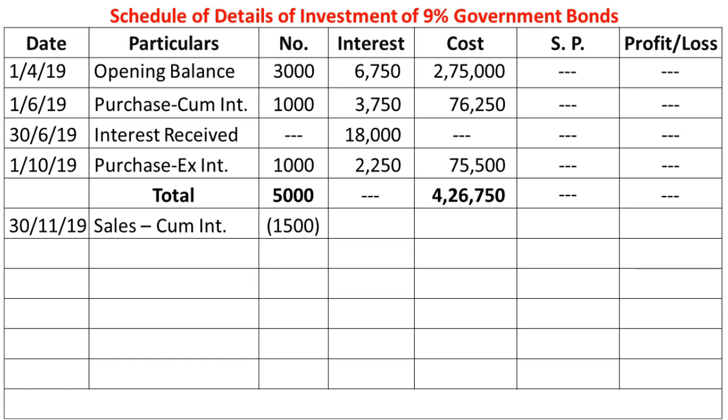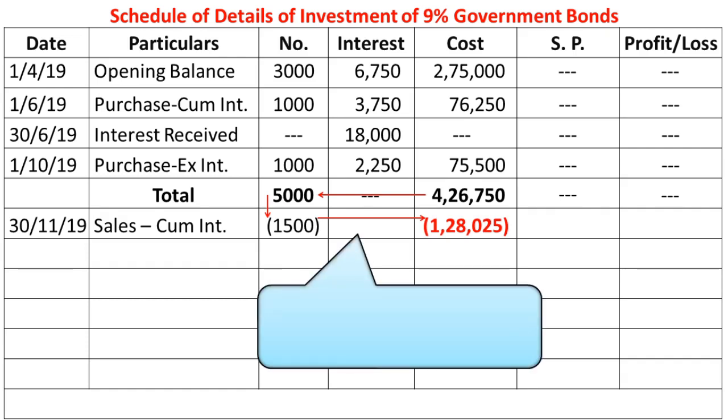So here the total cost is 4,26,750 divided by 5,000 multiplied by 1,500. So we'll get the answer, rupees 1,28,025. Now we need to calculate the interest accrued because the price is given at cum interest.